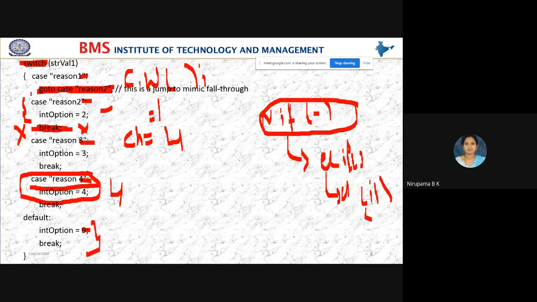Why? Because here in case 1 also I have not given a break statement. In case 2 also I have removed the break statement. So to stop the execution of the particular block, we need a break statement. If you have not given a break statement, it will execute all the statements till it encounters a break statement.